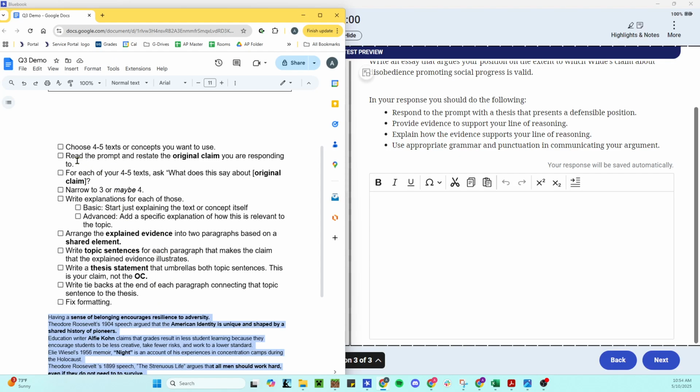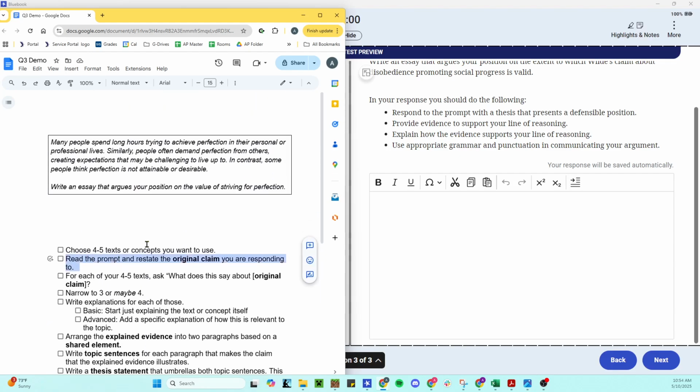And then we'll go over here and it says, read the prompt and restate the original claim that you're responding to. So I'm going to come up here, and this one doesn't actually have a quote. This is from 2022. Many people spend long hours trying to achieve perfection in their personal or professional lives. Similarly, people often demand perfection from others, creating expectations that may be challenging to live up to. In contrast, some people think perfection is not attainable or desirable. Write an essay that argues your position on the value of striving for perfection.